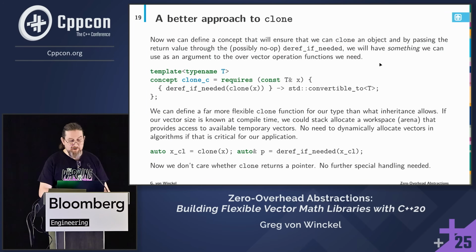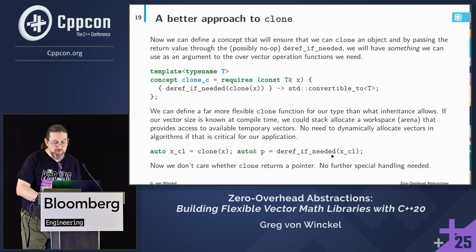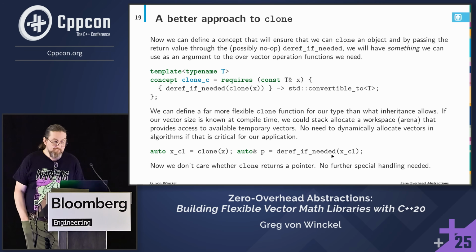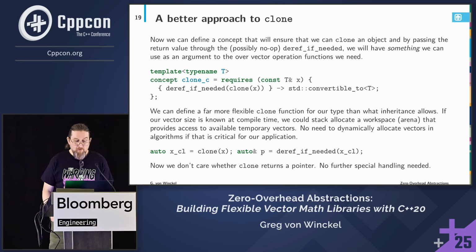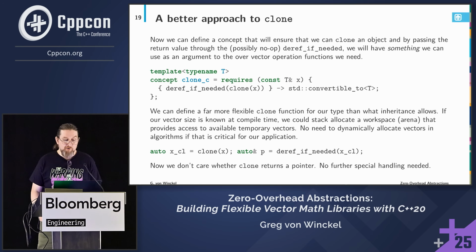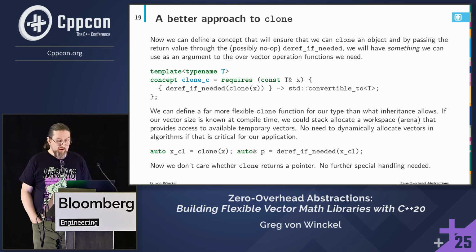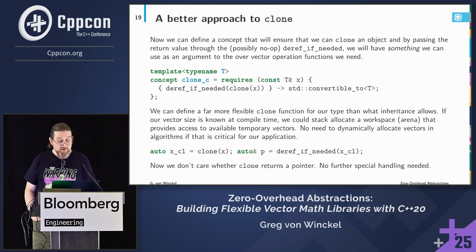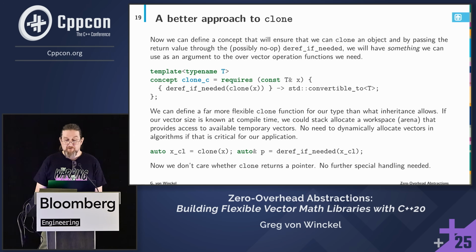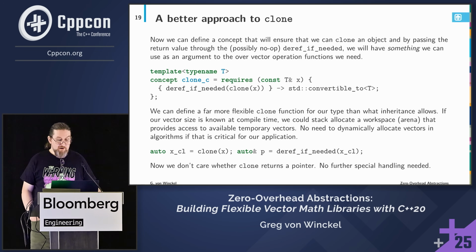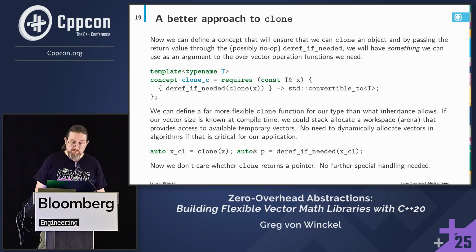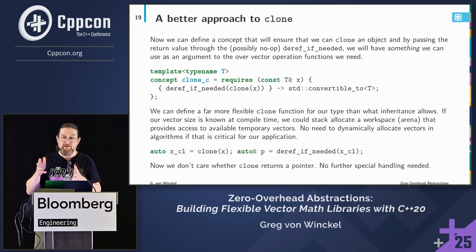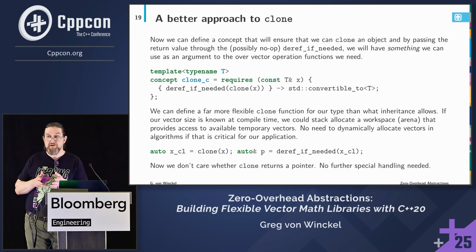Oh, like down here. Why couldn't you put clone inside? Yes. Okay. The deref if needed, just put in the clone X instead of X underscore CL. All right. Well, so if X is, let's see, if clone returns a smart pointer, right? And then that only lives as the argument of deref if needed.